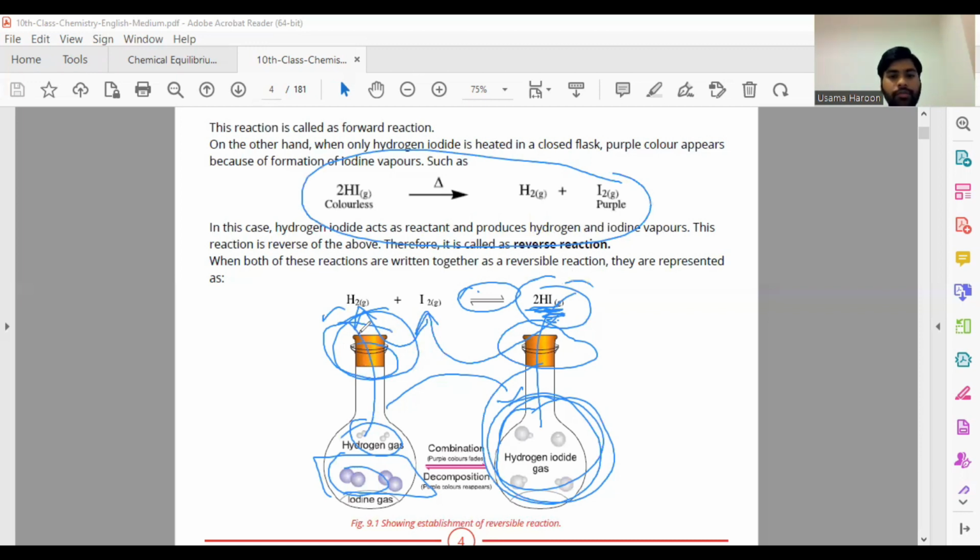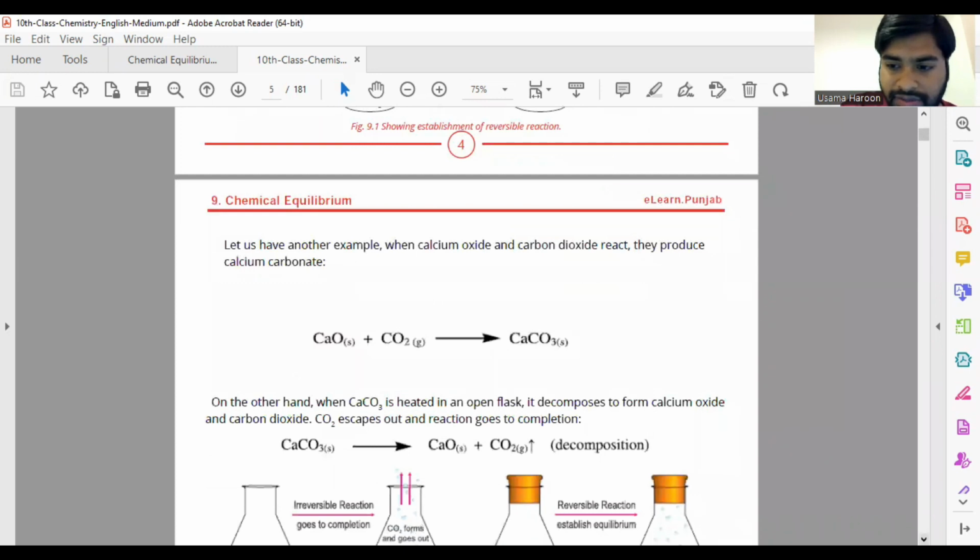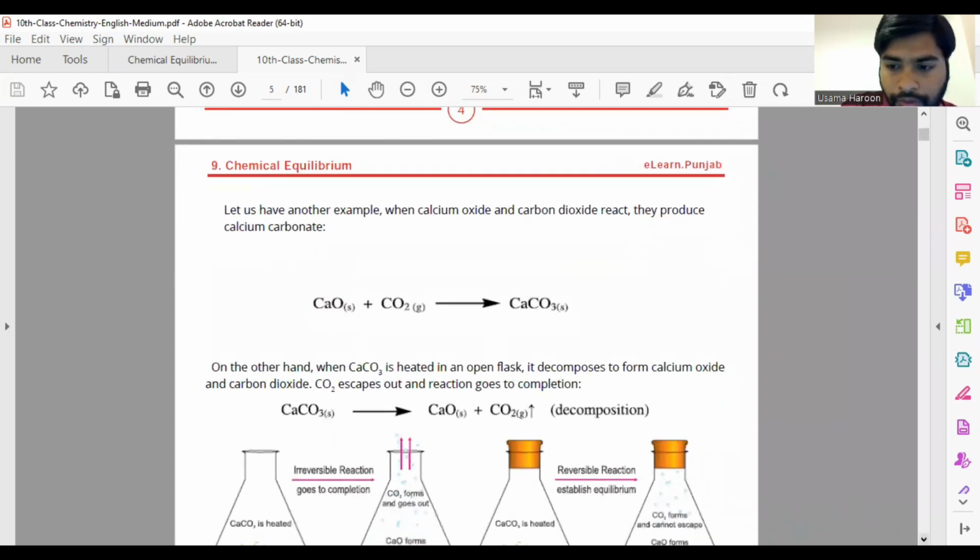But in an open system, we can see that there will be nothing left. So that will be discussed in the irreversible reaction. So let us move on towards the second example, that is calcium carbonate. So this is the second example, calcium carbonate.